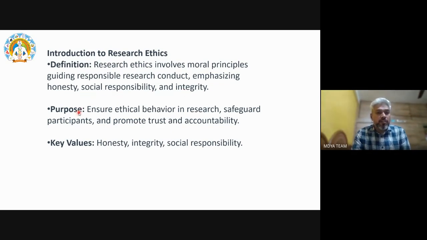The purpose of research ethics is to ensure ethical behavior in research, safeguard participants, and promote trust and accountability. If you are doing research, there should be ethical behavior in it. Where we are taking our participants or a sample, there should be security for them, right?